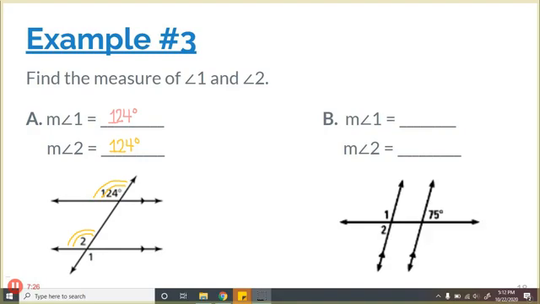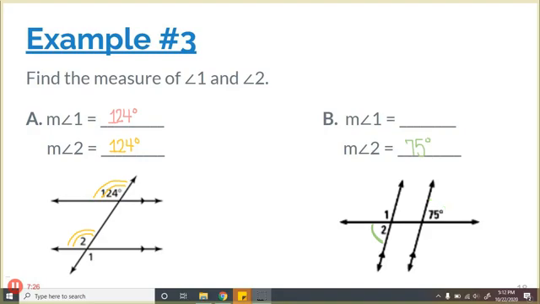And then B. For B, we still have a set of parallel lines, so we're still in good shape. So I'm going to ask myself, do I know an angle relationship that relates the 75 degree angle to angle 1 or angle 2? And I do. Angle 2 is an alternate exterior angle to the 75 degree angle. Alternate exterior angles are congruent, and so angle 2 is 75 degrees.